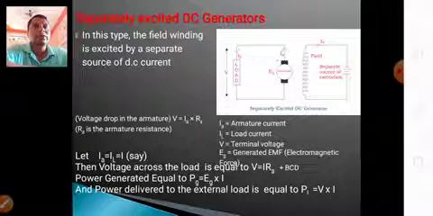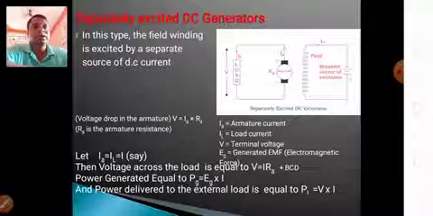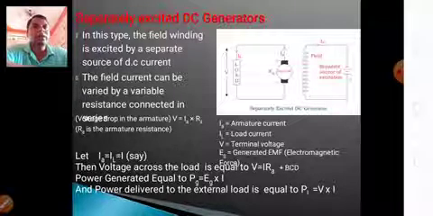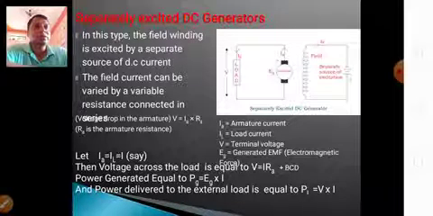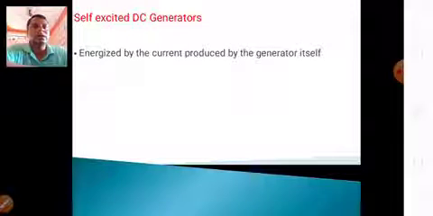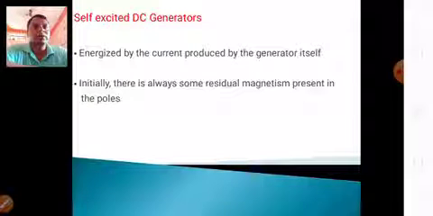In this type, the field winding is excited by a separate source of DC current. The field current can be varied by a variable resistance connected in series, the field resistance. Right? Next, self-excited generators. Self-excited generators are energized by the current produced by the generator itself. Self means it has a single coil, with automatic excitation. Initially there is always some residual magnetism present in the poles.